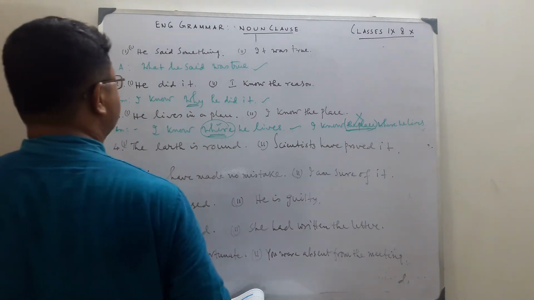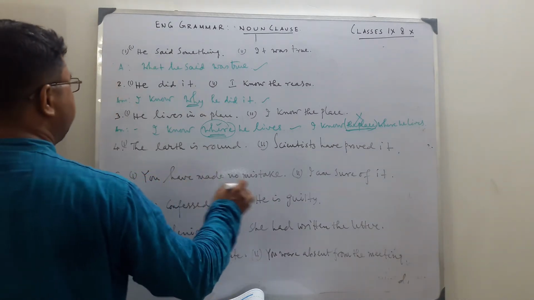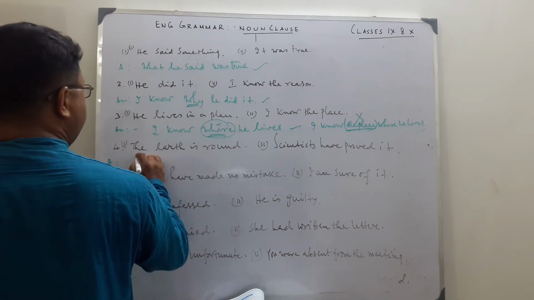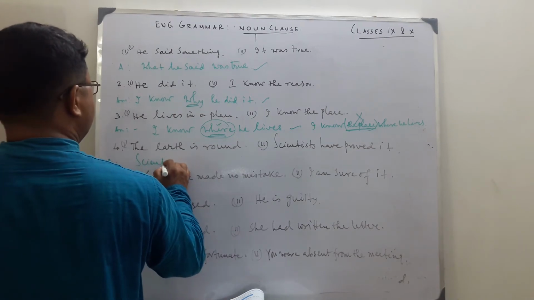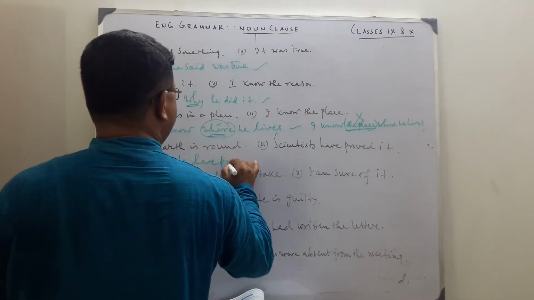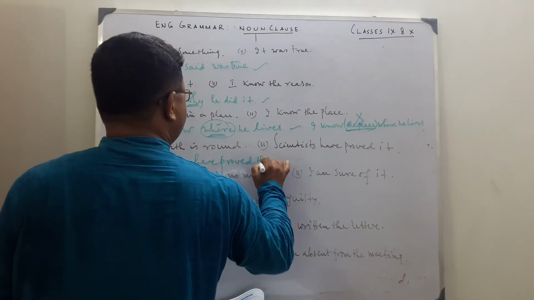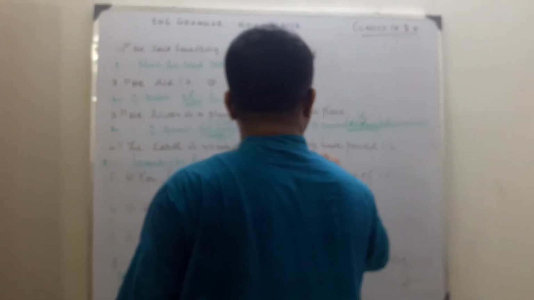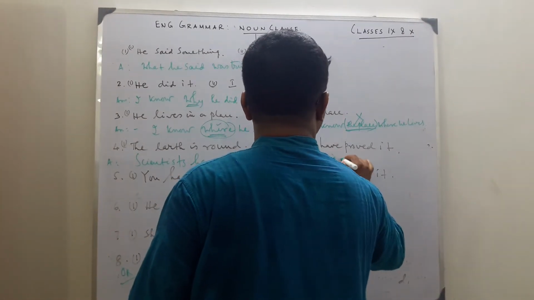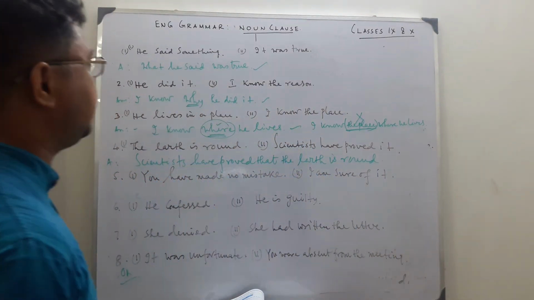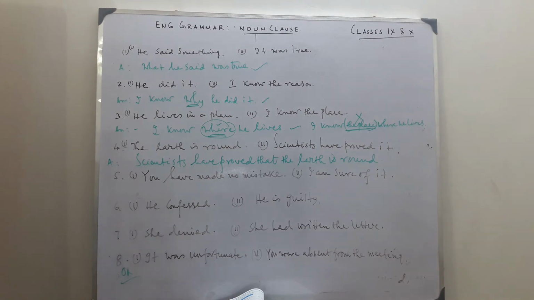Next, the earth is round. Scientists have proved it. Scientists have proved that the earth is round. Here the answer is: scientists have proved that the earth is round. Or you can say, that the earth is round is proved by the scientists.